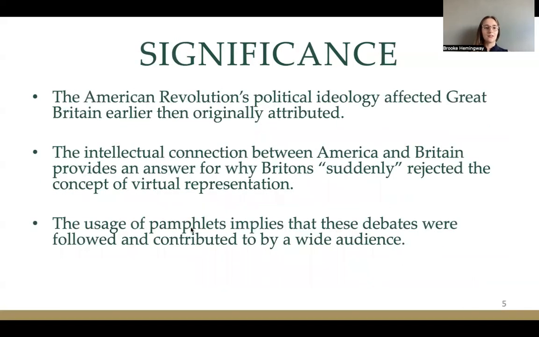The significance of this shows that the impact of the American Revolution on Europe was much earlier than normally assumed. It did not start with the French Revolution. It started with these smaller and less successful movements in Great Britain. It also shows that these debates, because they were happening through political pamphlets, which were available in coffee houses and taverns and meeting houses, were an extremely wide debate happening in Great Britain at the time. So a lot of people were taking the American argument seriously and using it to push for reform in Great Britain.